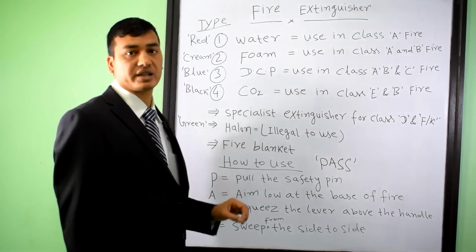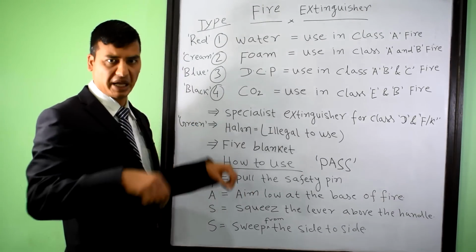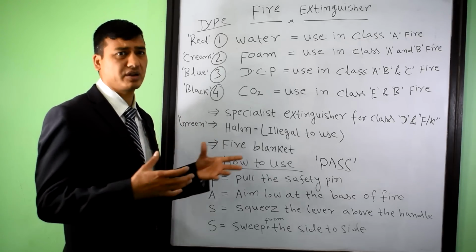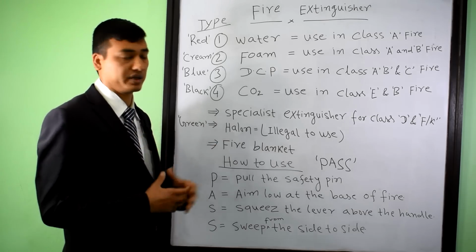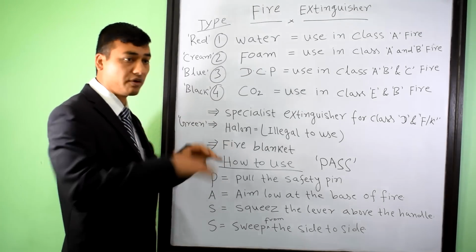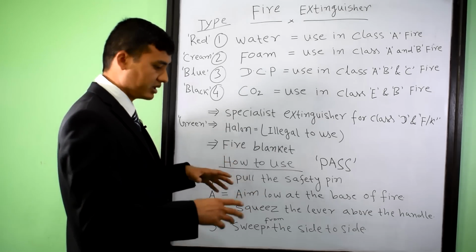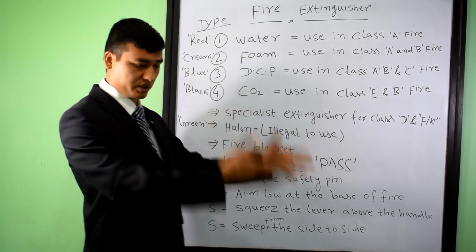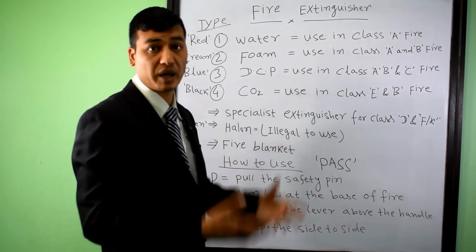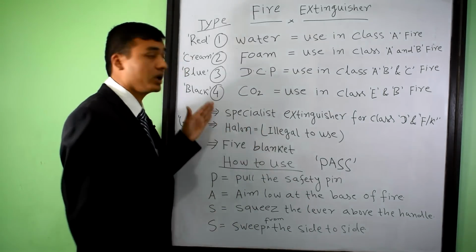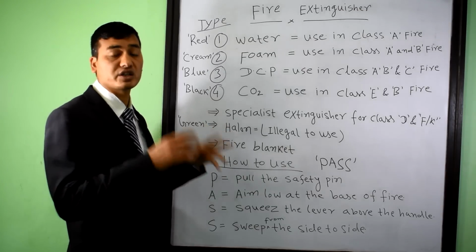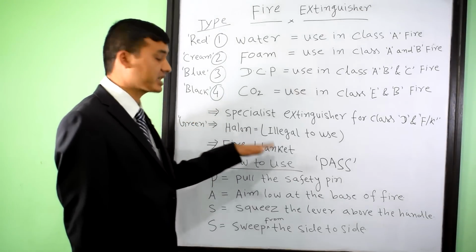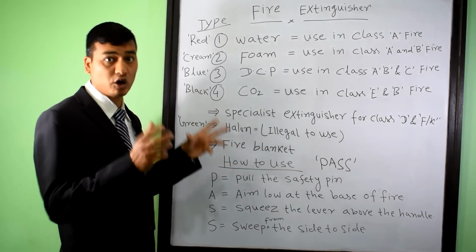The fire blanket. A fire blanket is like a blanket. It is made of special chemical and some fiber, and we can use it to cover the fire. When there is a small fire, we can use the blanket. If we cover the fire with the blanket, the fire will die because there is no oxygen. We cut off the oxygen. The fire blanket can be used for small fires.